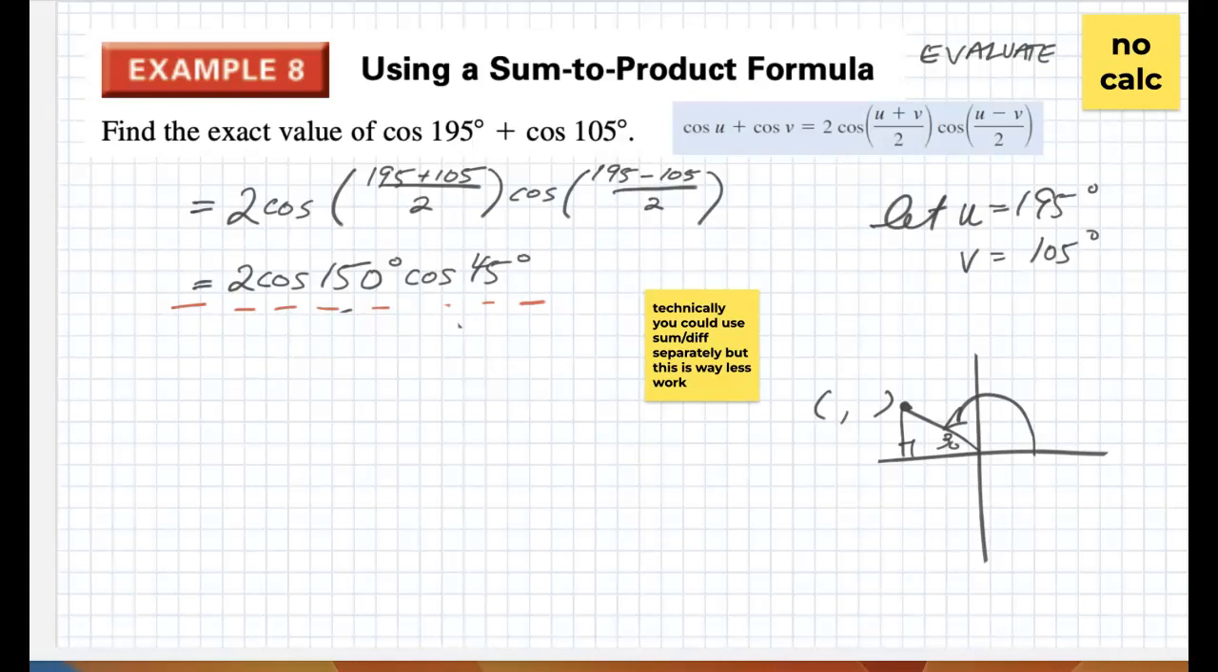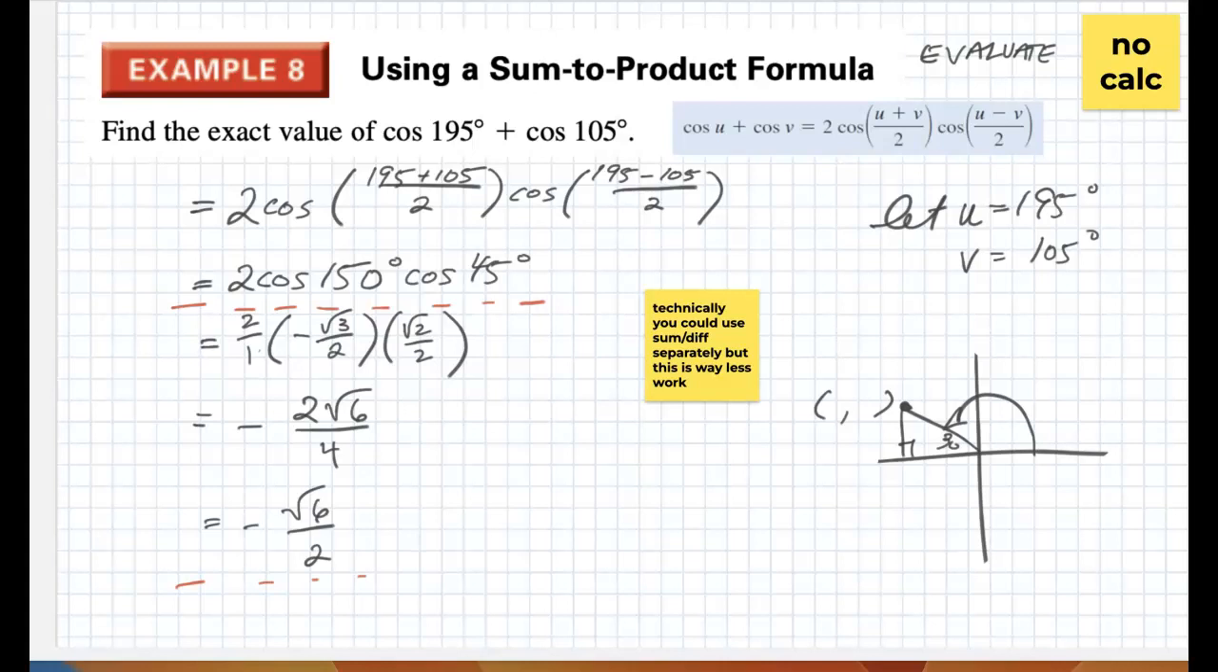So now you're at cos 150 and cos 45. We should be able to come up with those values. I've made a diagram for what you would have to be thinking about for cos 150. Notice that it's in the second quadrant, so that's going to be a negative value. Cos 45 is definitely a positive value from your chart or your unit circle. See if you can take that all the way to the end and then come back to see if you were right. Okay, you should get down to negative root 6 over 2, fully simplified.